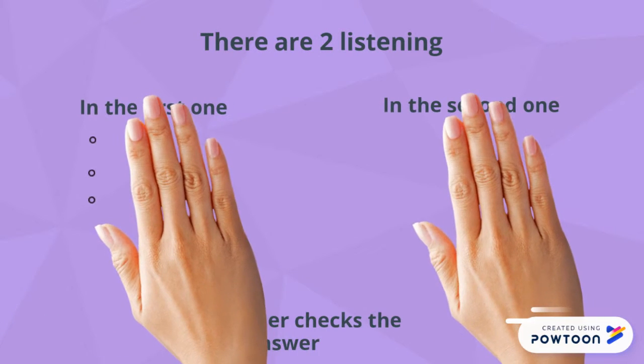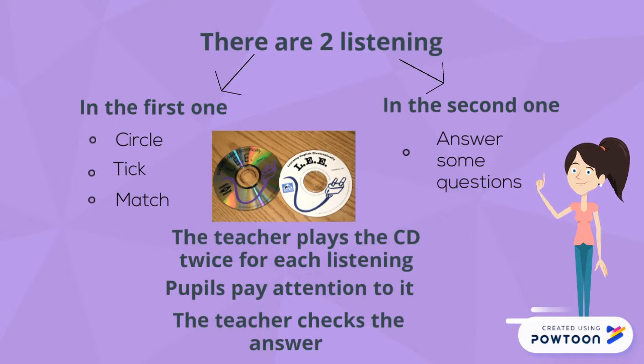Normally, there are two listenings. In the first one, pupils have to circle, tick or mark some aspects about the main idea, while in the second one, they have to answer some questions. Therefore, the teacher plays the CD twice for each listening, while pupils pay attention to it. After that, the teacher checks the answers, projecting the correct one on the whiteboard.